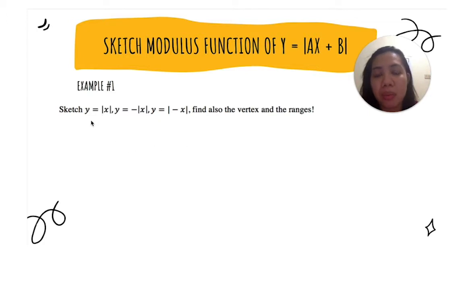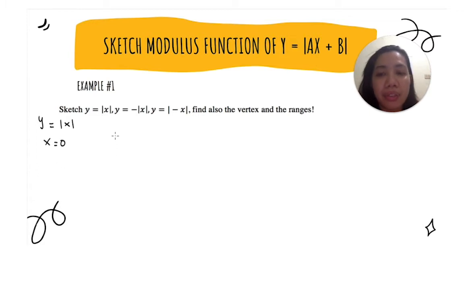Okay, first things first, we're gonna sketch y equals the absolute value of x. Actually, I have explained this in the previous video, and I'm gonna re-explain that to you. So in here we have y equals the absolute value of x. The first thing that we have to do is to find the x-coordinate of the vertex. How to find the x-coordinate of the vertex? By taking the inside part of this absolute value and making it equal to 0. So x equals 0. This is the x-coordinate of the vertex.